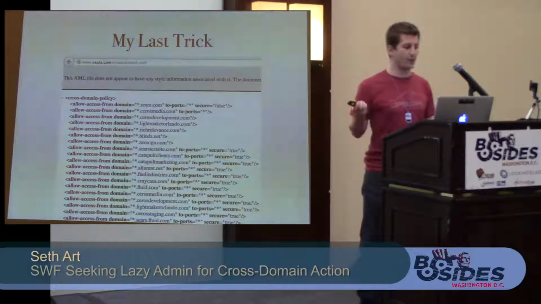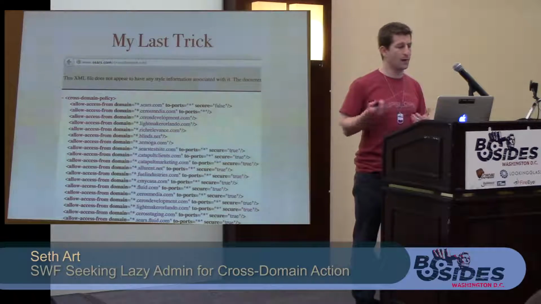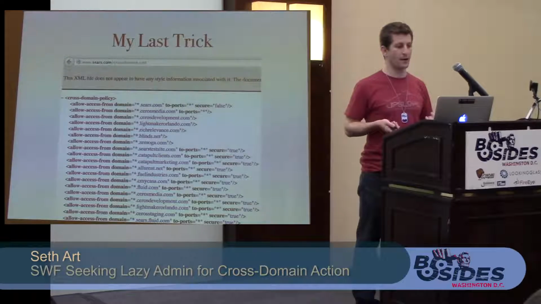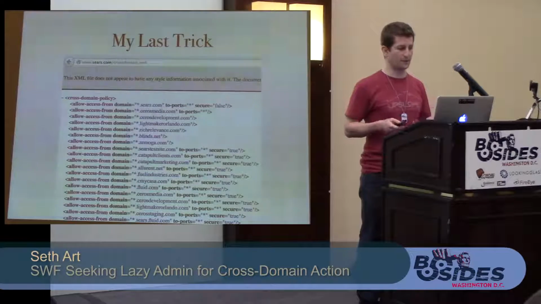And this is another example of a really long one. This is www.sears.com. Actually, since Sears and Kmart were just recently in the news, I also found the same thing. Sears and Kmart have almost identical cross-domain XML files. And I saw that quite a bit too. Some of these sites that are owned by the same group share similar cross-domain XML files.